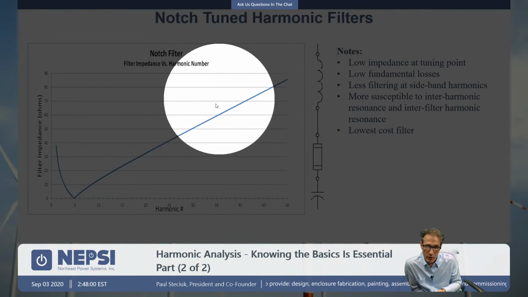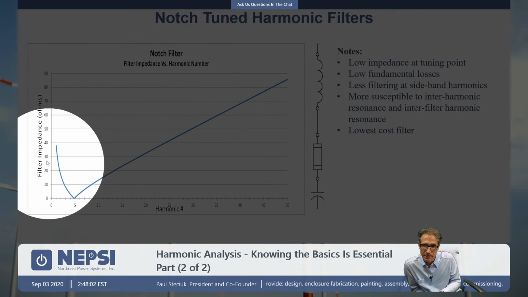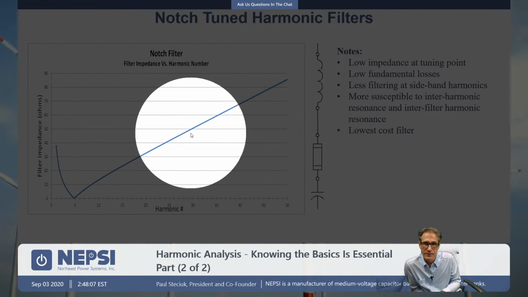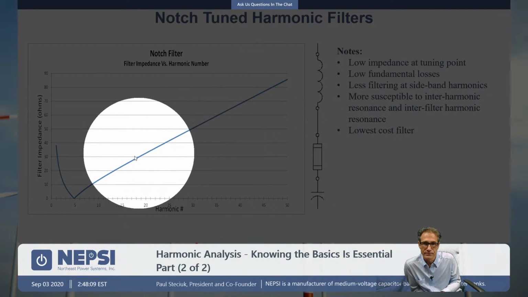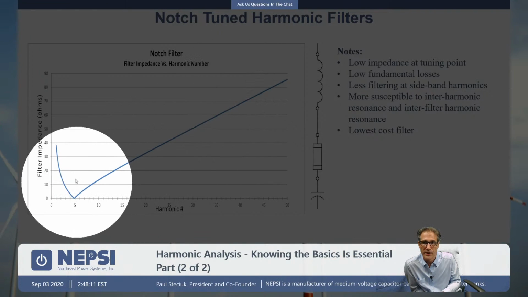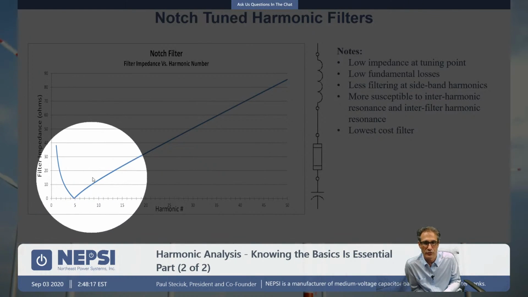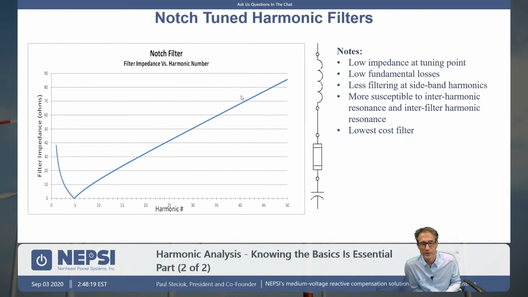The system below the tuning point here is capacitive, and then above it is inductive. So there's inductive up here, capacitive down here. At fundamental, it's a capacitive circuit and it's putting out megavars. And once you cross over the tuning point, it becomes inductive.